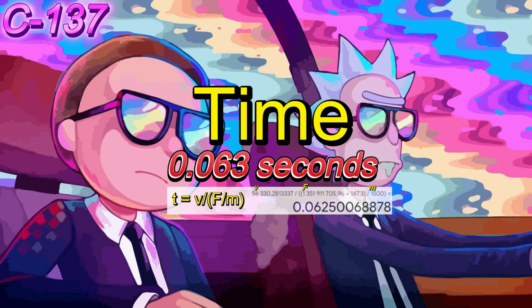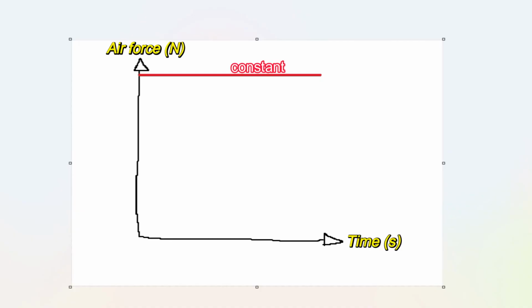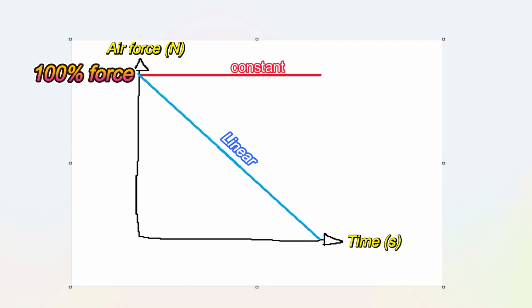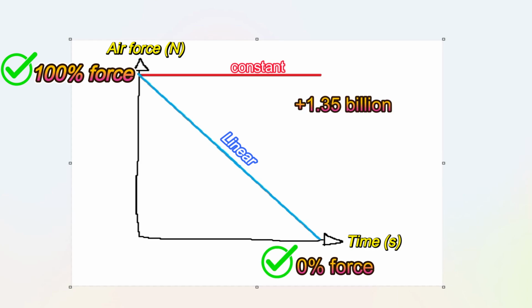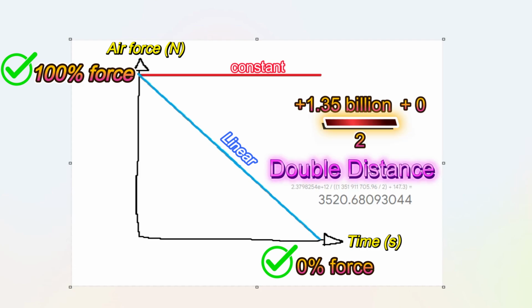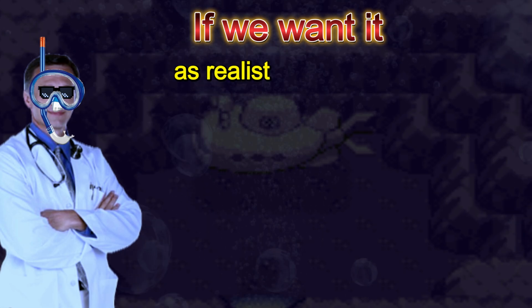But if we want the numbers to be a bit closer to the truth, we can calculate the air resistance as a linear force instead of a constant. 100% of force is applied when the speed is 100%, 0% of force applied when the car has 0% speed. 1.35 billion Newton at the start and 0 at the end. We divide it by 2, which doubles the distance it travels, if we want it as realistic as we can.